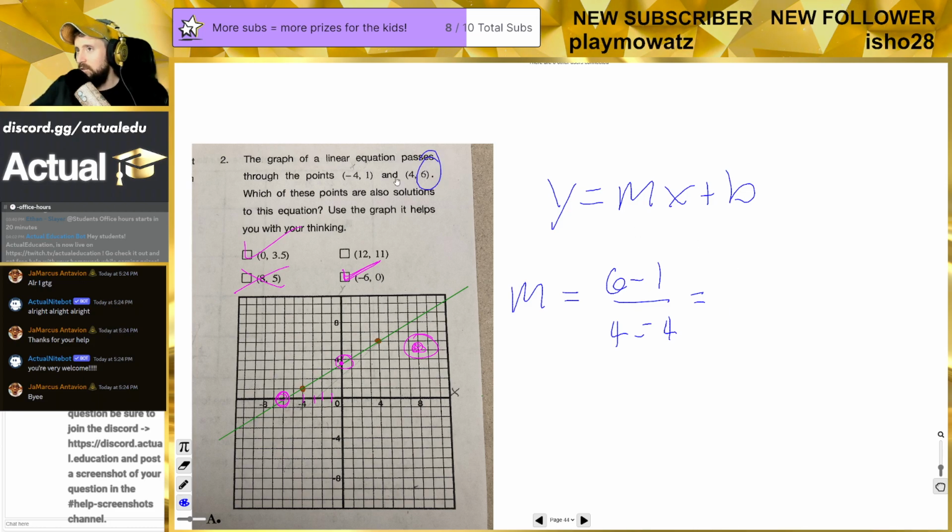So y minus y over x minus x. 4 minus -4, right? That's 8. This is 5/8. Okay, cool. So you get y is equal to 5/8 x plus b. How do I figure out what b is?